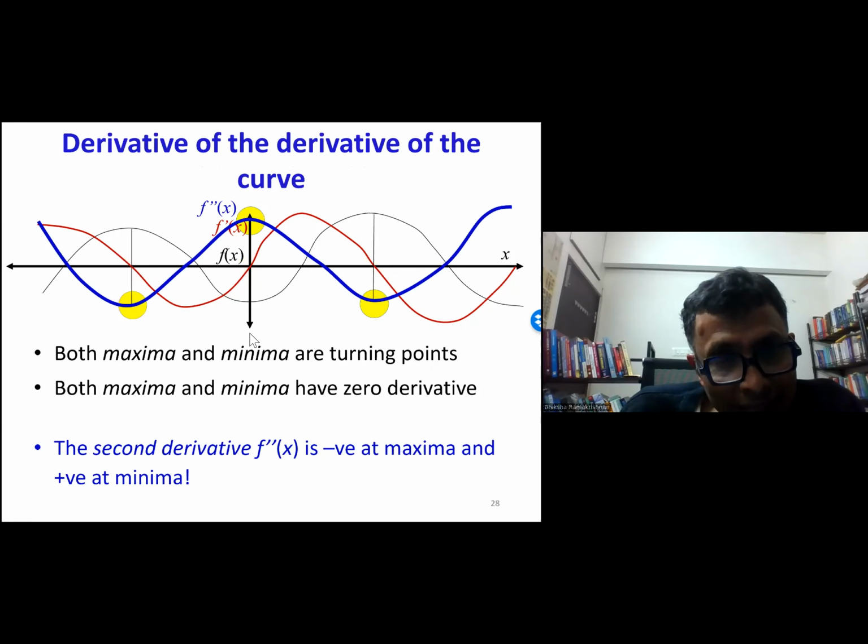And so if you look at the second derivative, the slope of the function itself, at a maximum, the slope of the derivative is negative. At a minimum, the derivative goes from negative to positive. So at a maximum, the slope of the derivative is negative. At a minimum, the slope of the derivative is positive. In other words, the double derivative is going to be negative at a maximum and positive at a minimum.